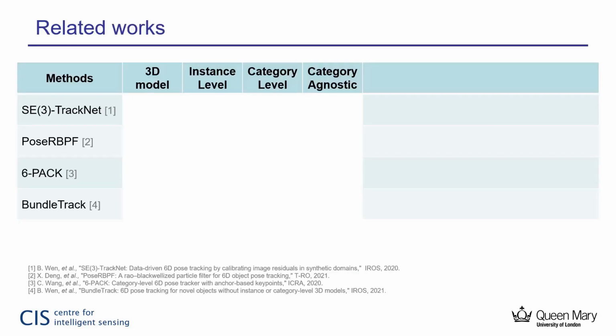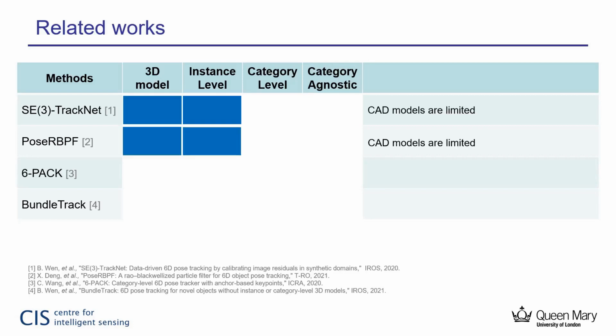The first 2 methods are named SE3-TrackNet and PoseRBPF. They use 3D models to achieve instance-level 6D-pose tracking. But the problem is CAD models are limited. It's hard to extend to other instances.